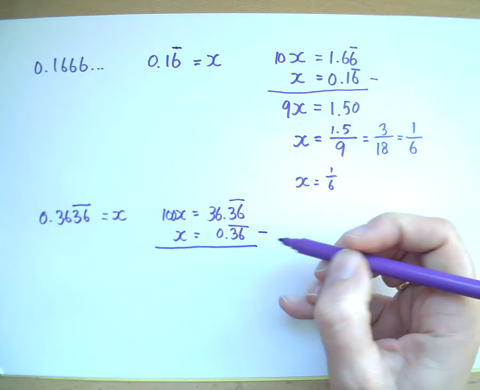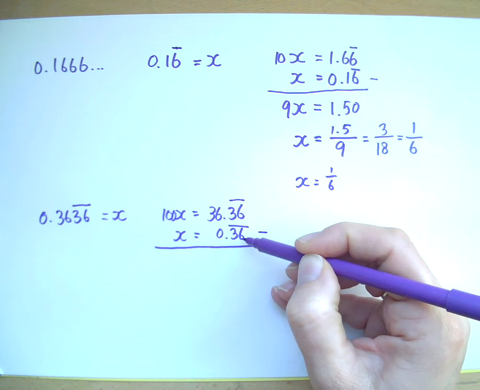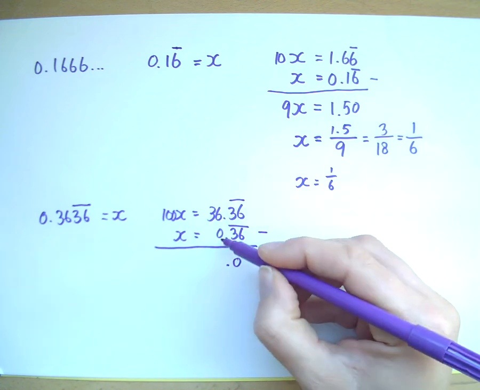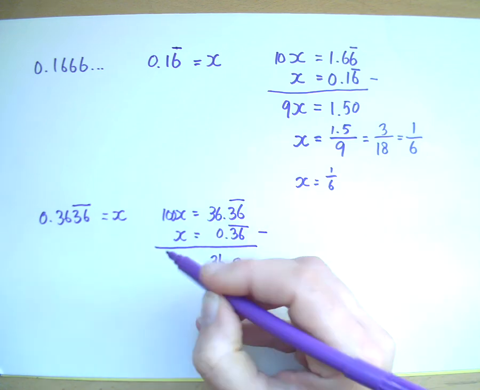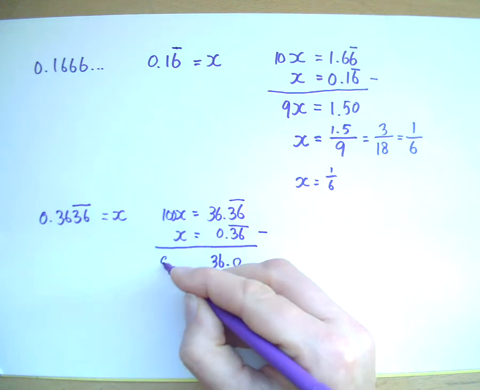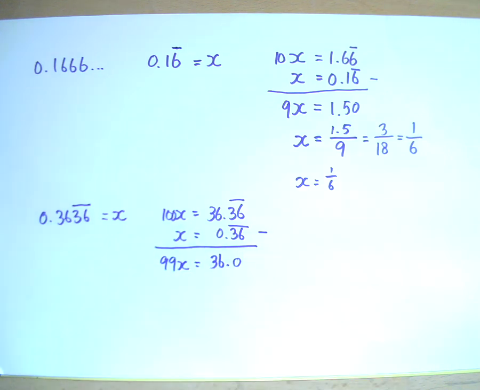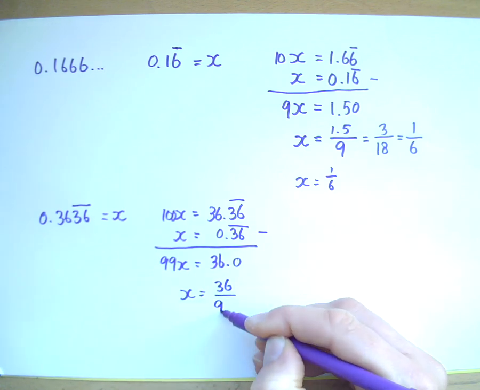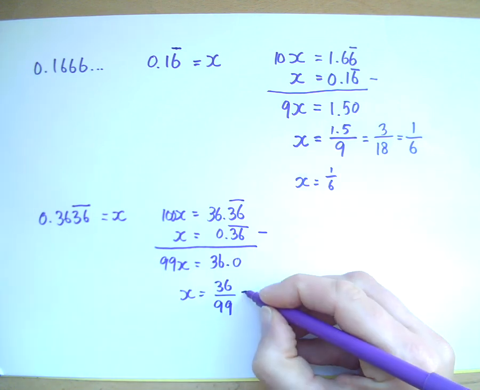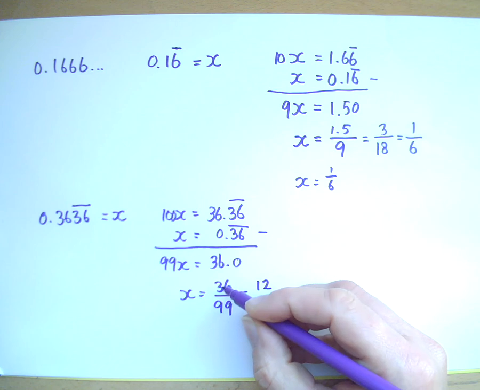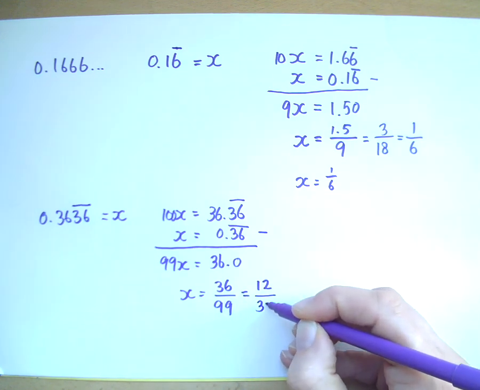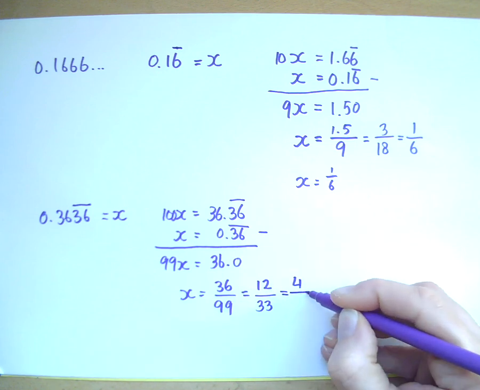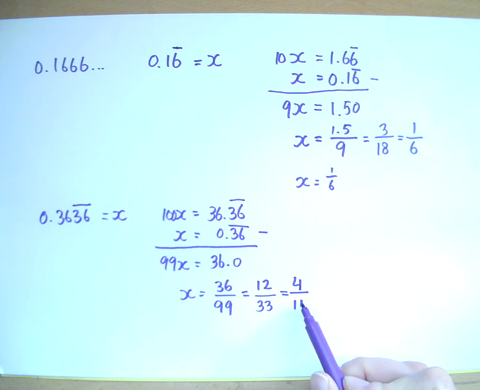Now we're going to subtract the equations from each other. 36 repeating minus 36 repeating is just 0. Decimal point 36 minus 0 is 36. So 100x minus x is 99x. So 99x equals exactly 36. So what does x equal? 36 divided by 99. And let's make that smaller. Divide by 3 on both sides. Wait, I can do that again. Divide by 3 is 4. Divide by 3 is 11. And that's as small as it's going to get.